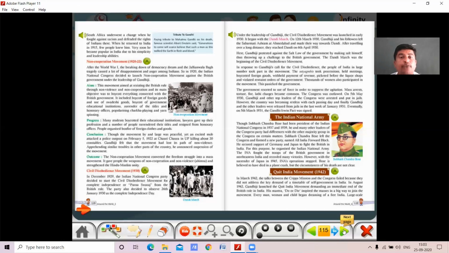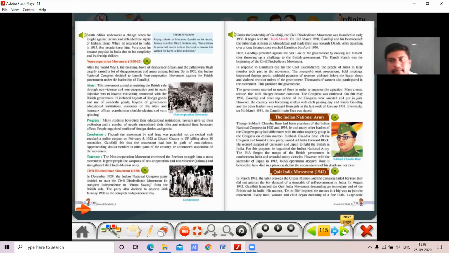Which was forced against the British government under the leadership of Mahatma Gandhiji. Now let us see what the major aims of this non-cooperation movement are. This movement aimed at resisting the British rule through non-violence.